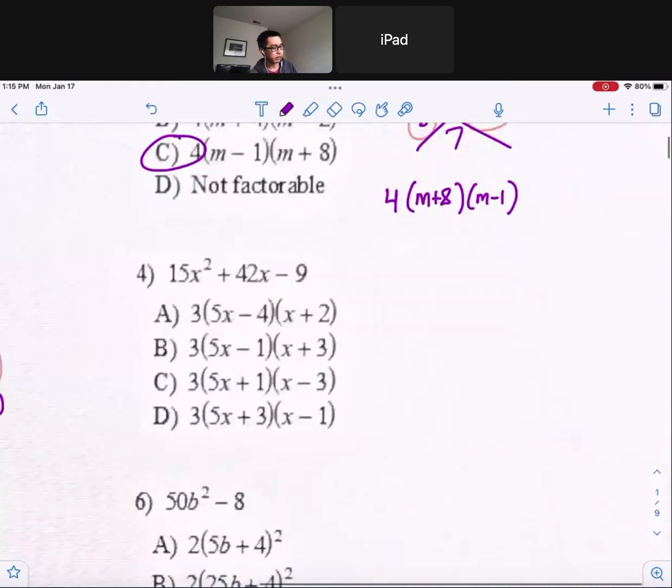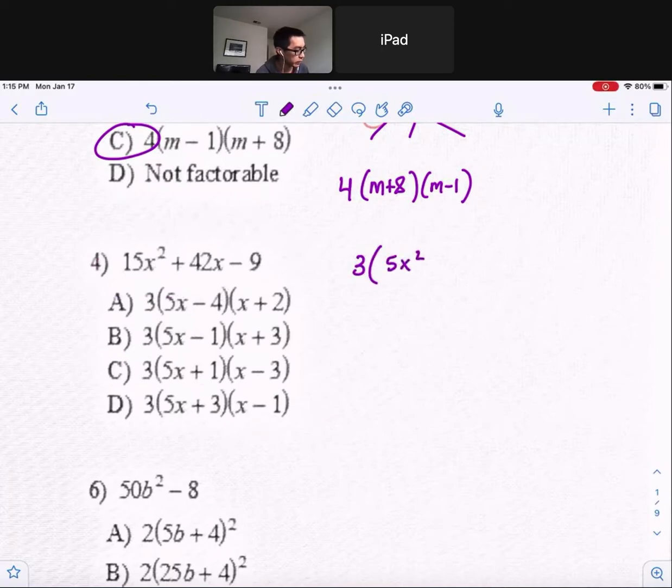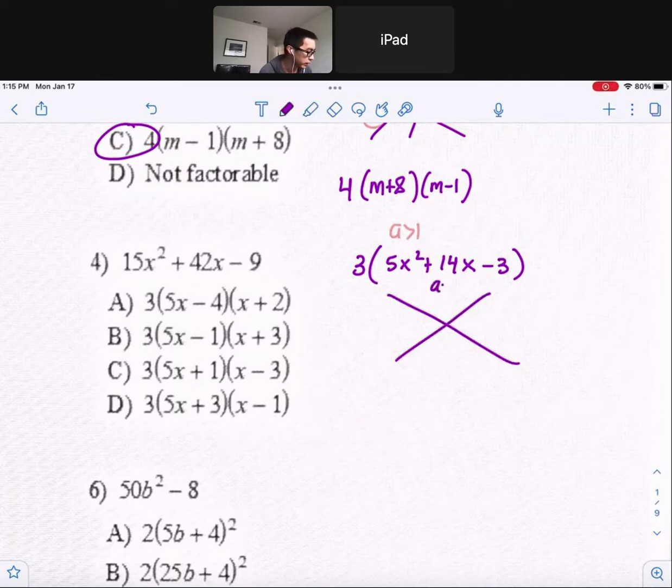Okay, number 4. Now, from each term, you can factor out a 3. So divide each one by 3. 15 divided by 3, 5x squared. 42 divided by 3, 14x. Negative 9 divided by 3, negative 3. So this is still an a is greater than 1 case. So you still have to do your a times c over b. 5 times negative 3 is negative 15, and the b value is 14. The two numbers that multiply to negative 15, but when added together give you 14, that's 15 and negative 1.